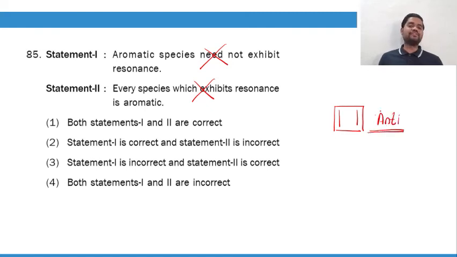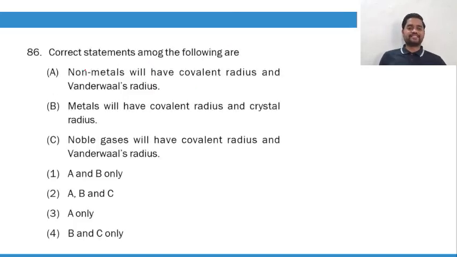But yes, resonance is a particular condition for aromaticity. Hence both the options are wrong. I'll go with option number 4. Both statement 1 and 2 are what? Incorrect. Okay, clear. 86. Correct statements among the following are: non-metals will have covalent radius, true, and van der Waals radius, true.